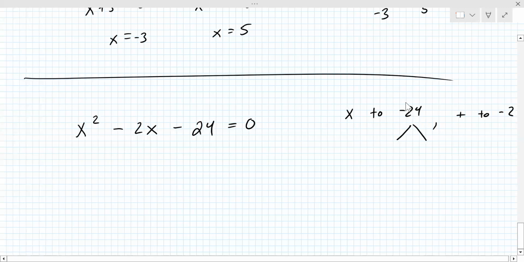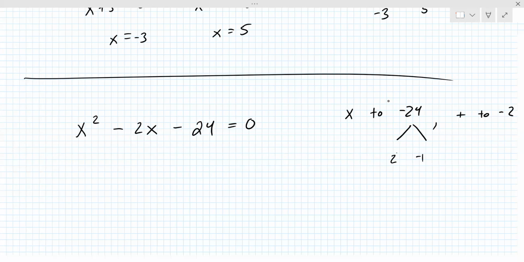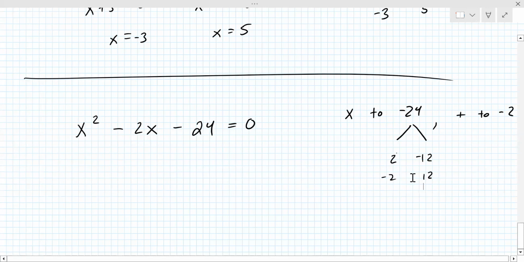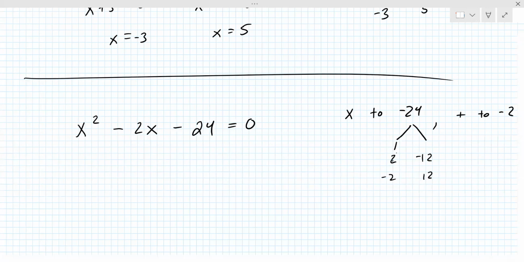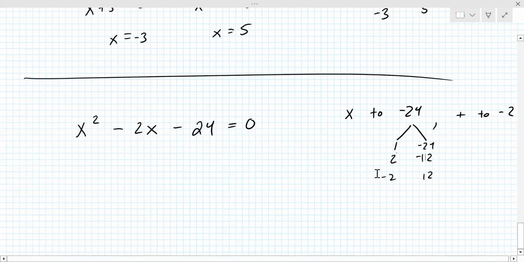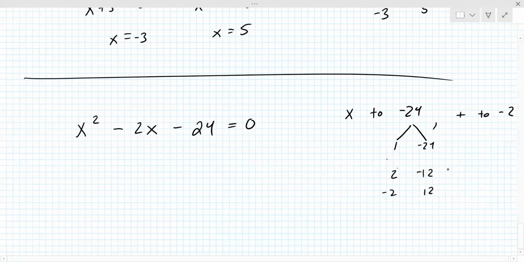Can you think of two numbers that are 2 apart to get to 24? 2 and 12. Okay, so 2 and negative 12, or negative 2 and 12, I would consider them to be like 10 apart, roughly. Or you could say 14, but we're getting closer. If you said 1 and negative 24, that's 23 apart. So does 3 work? No. You sure? 3 and negative 8?